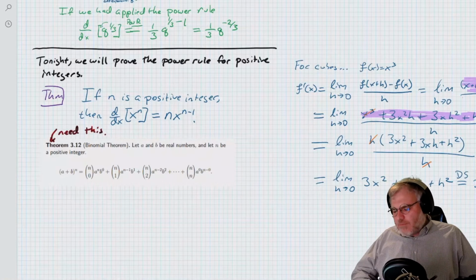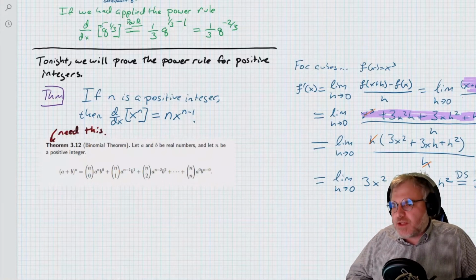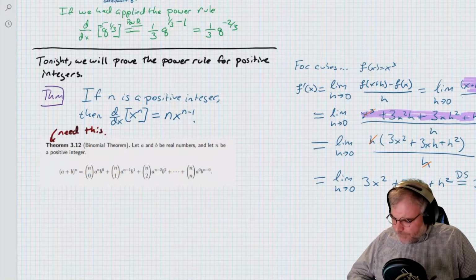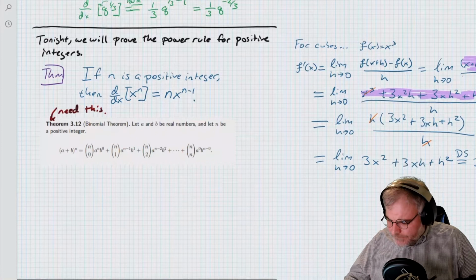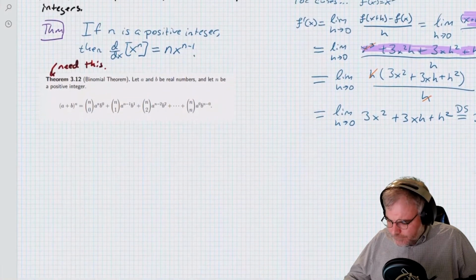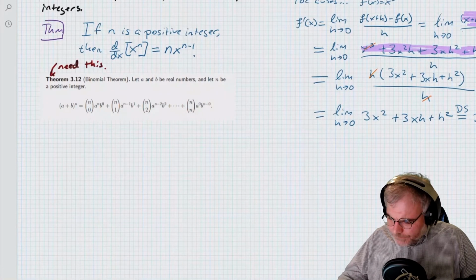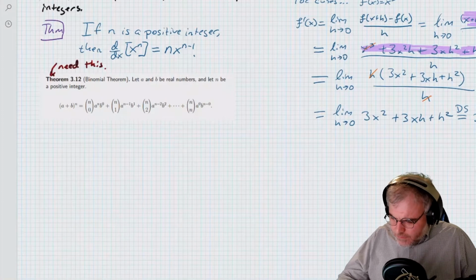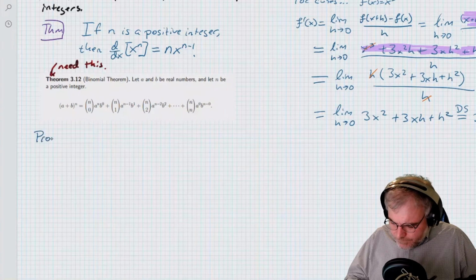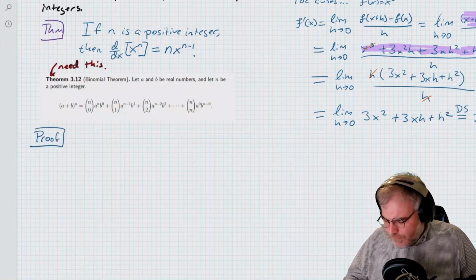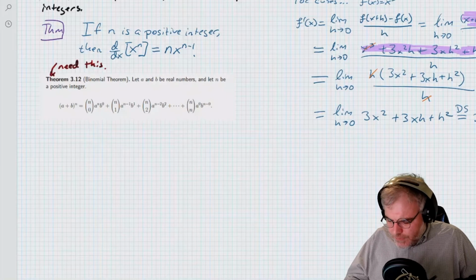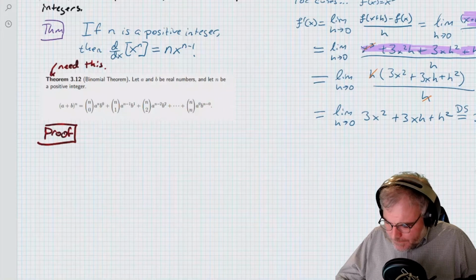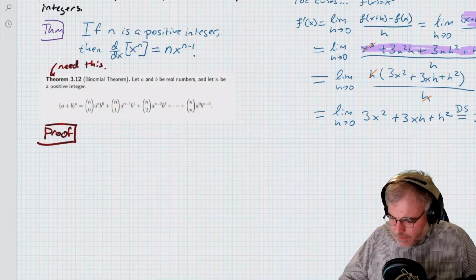This, by the way, where it says theorem 0.312, is from the notes for this section. Okay, so let's do it. Proof. I should do proof in red, shouldn't I? It should look nice and bold. Proof. It should be in blood. There we go. Proof. All right, my strategy is good.